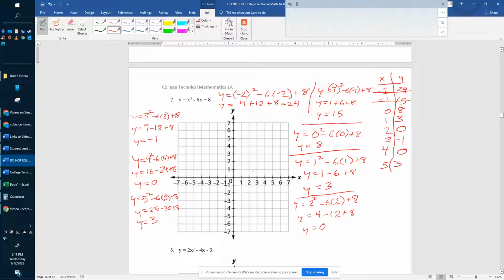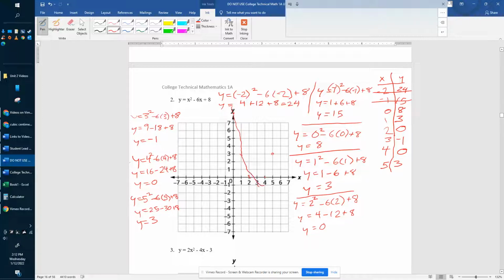So let's graph this. So we have x equals 0, y equals 8. That's like somewhere up here. X equals 1, y equals 3, which is about right there. X equals 2, y equals 0. X equals 3, y is negative 1. X equals 4, y is 0 again. X equals 5, and y is 3. So we can use this information to graph.